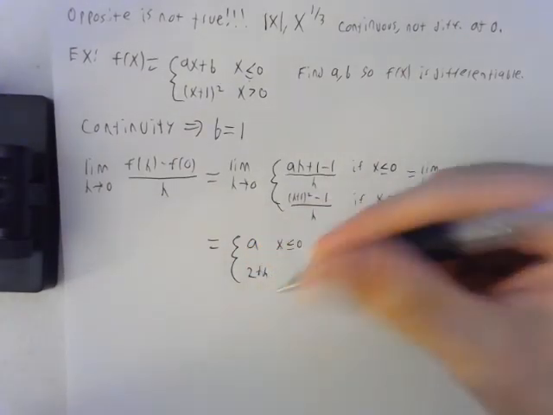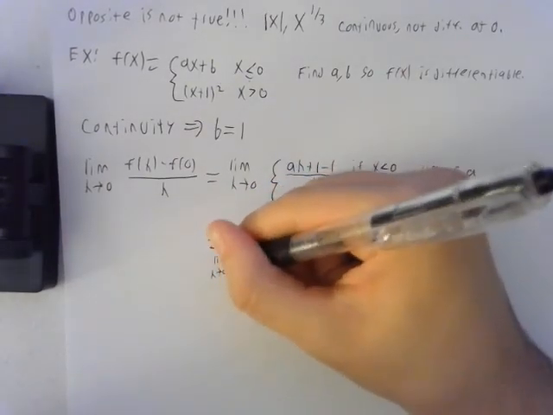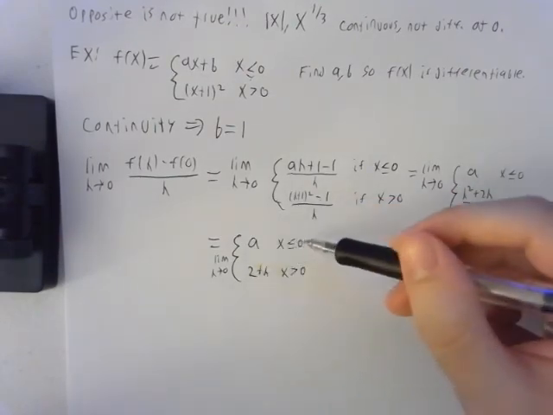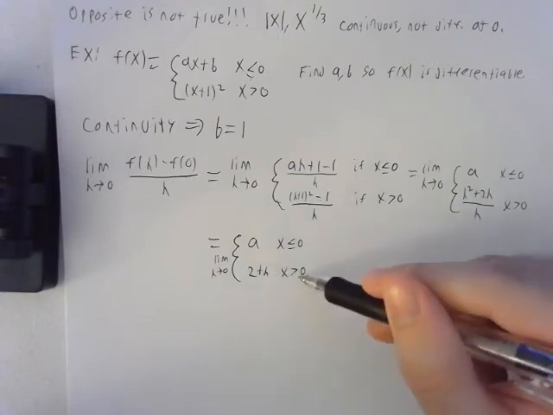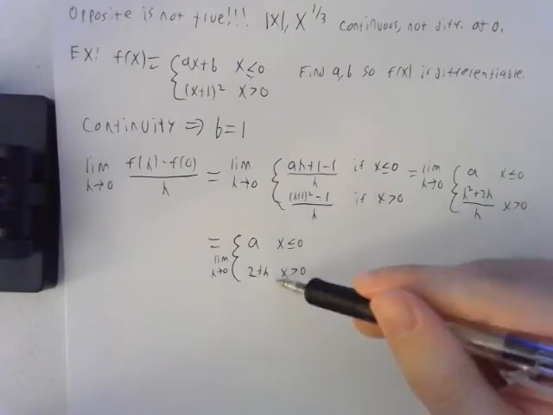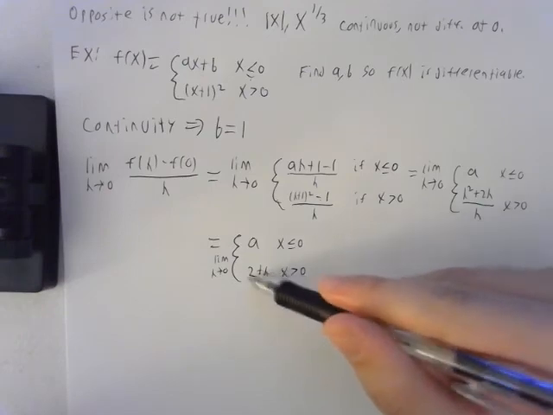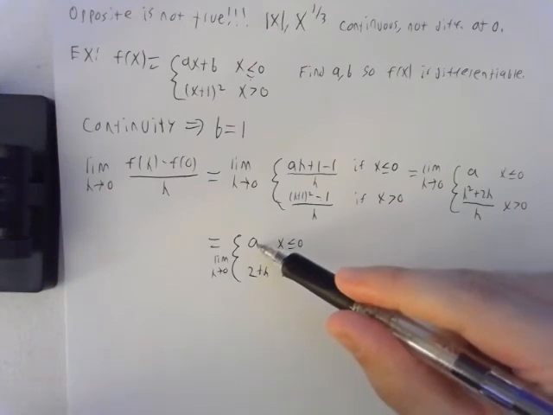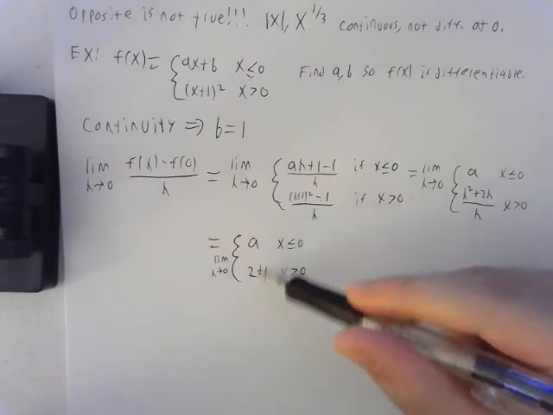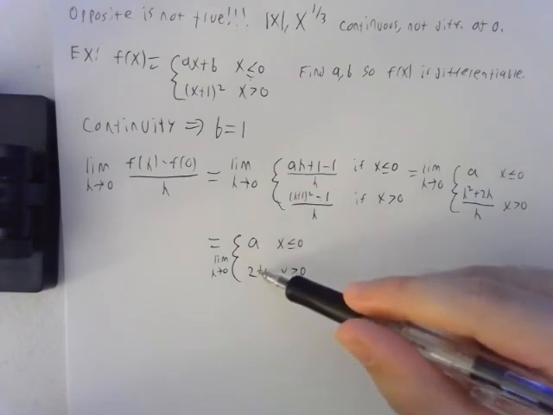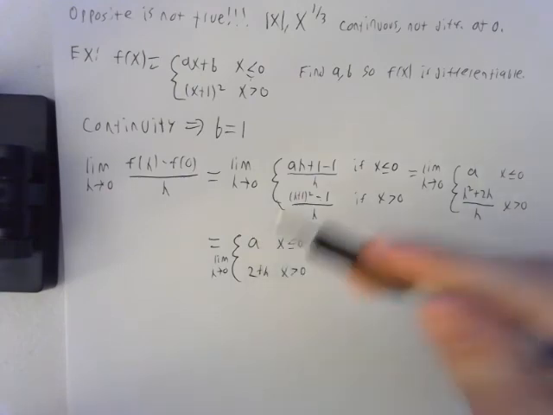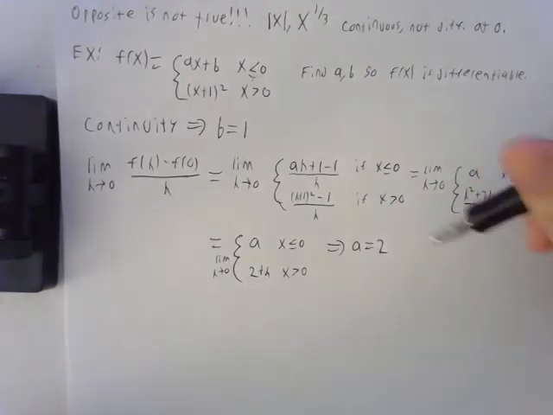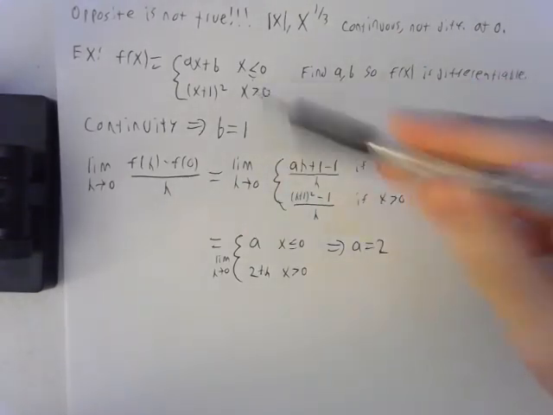Okay, let me put it this way. Let's keep the limit as h goes to 0. So it's the limit as h goes to 0 of a if x is less than or equal to 0, and 2 plus h if x is greater than 0. If we take the right-hand limit, we'll use this formula, and we'll just get a value of 2. If we take the left-hand limit, then we'll get a value of a. We want the limit to exist, so the left-hand and right-hand limits have to match up. That means that a has to be equal to 2. This has allowed us to figure out the values of a and b which make this function differentiable.